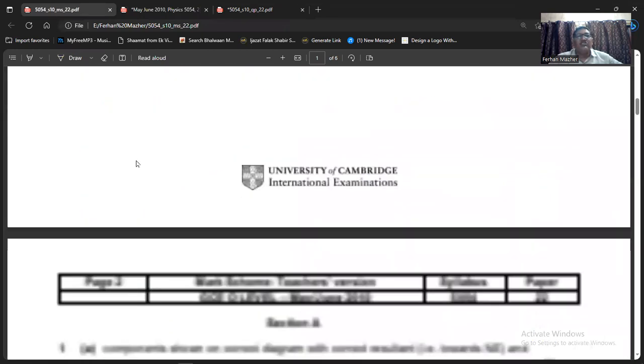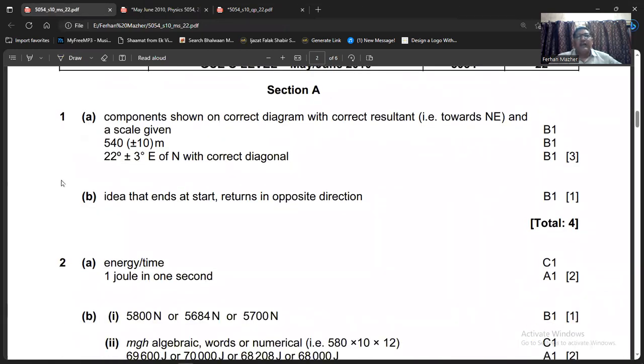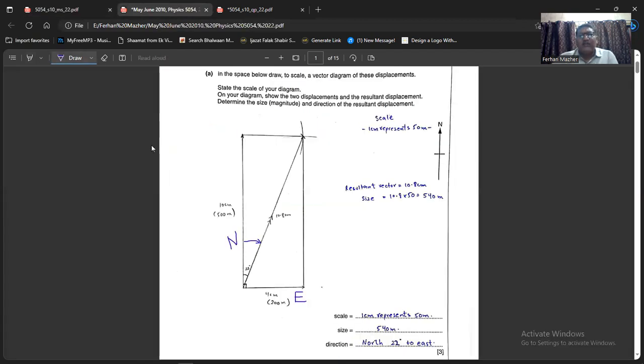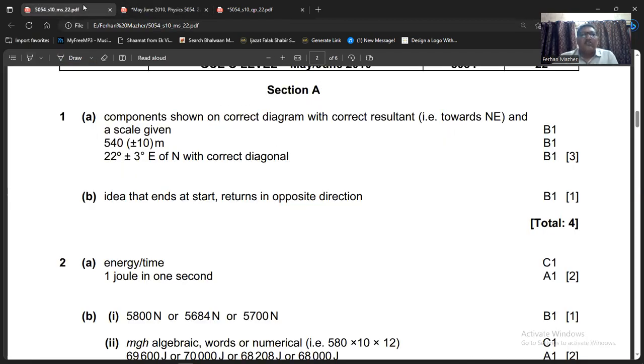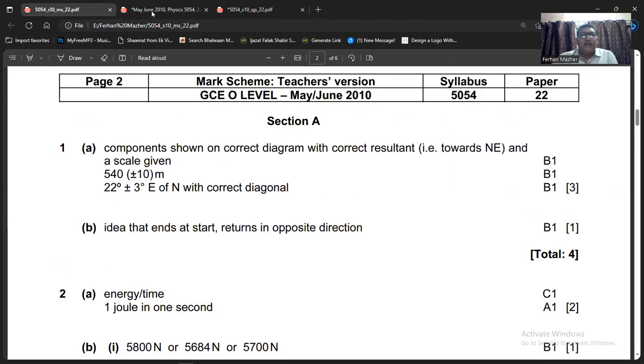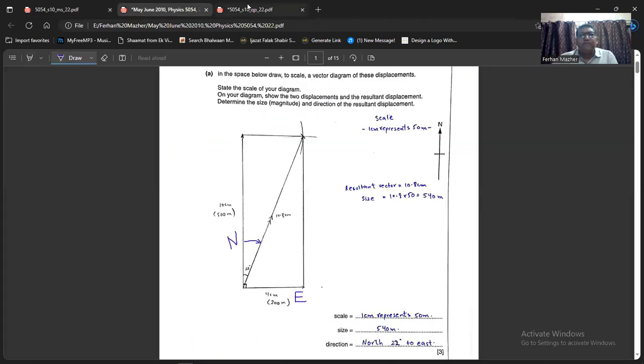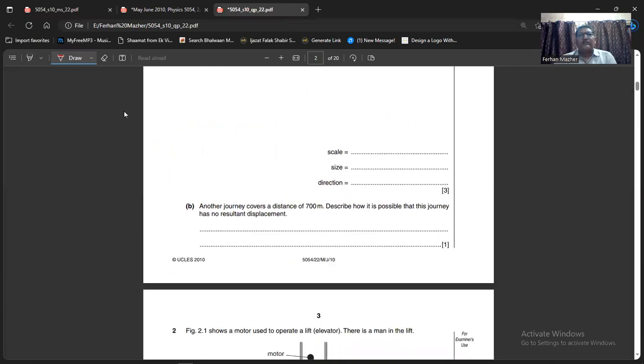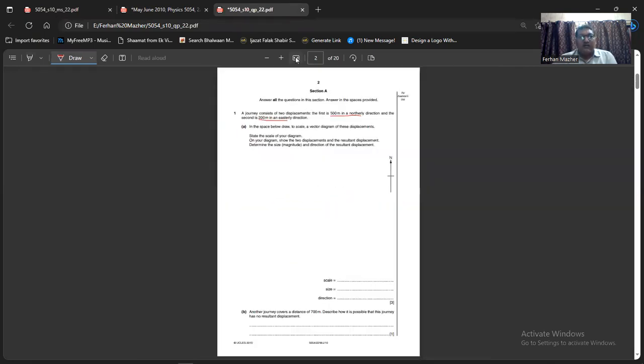And here we go. This is the marking scheme for question number 1, part A. Their answer is 540 plus minus 10. So our answer is exactly 540. This is the marking scheme, and this is the solution. And we are going to the next part.